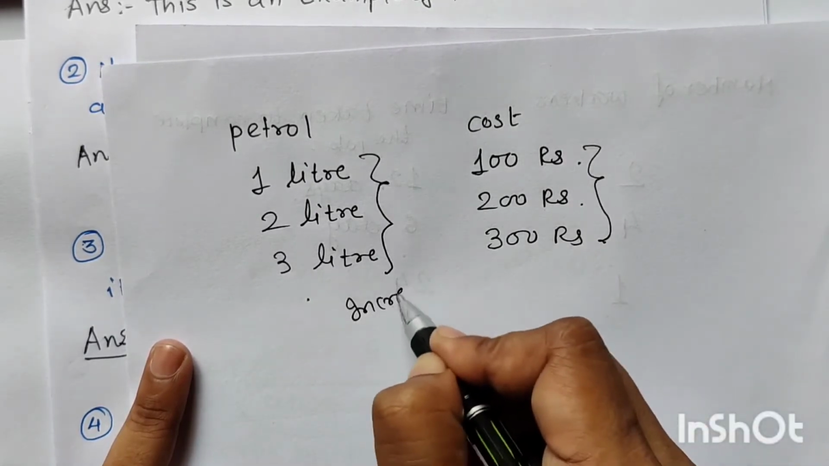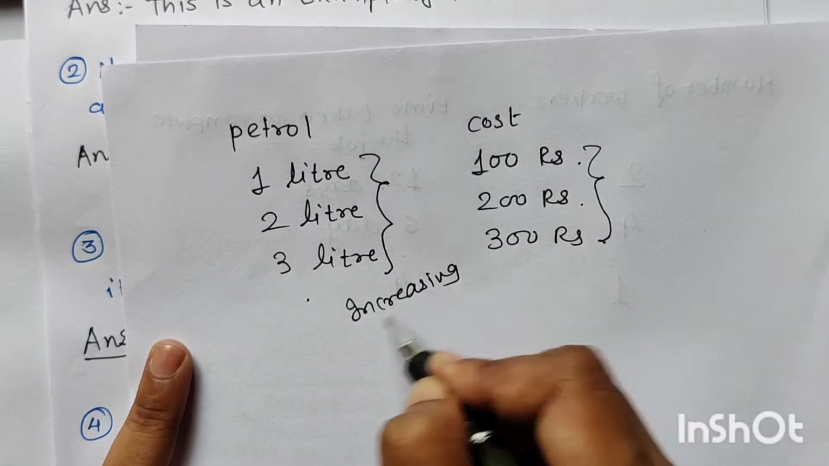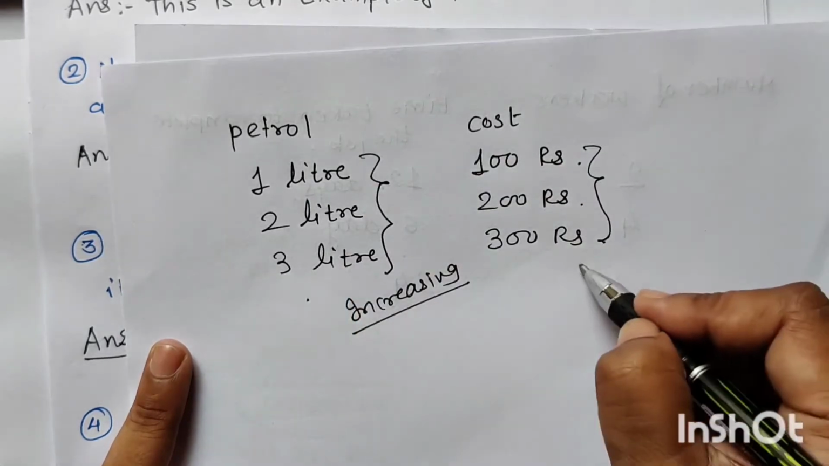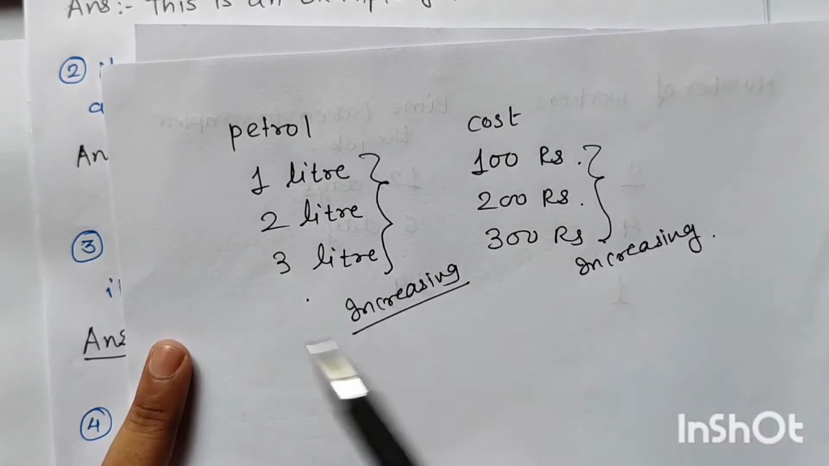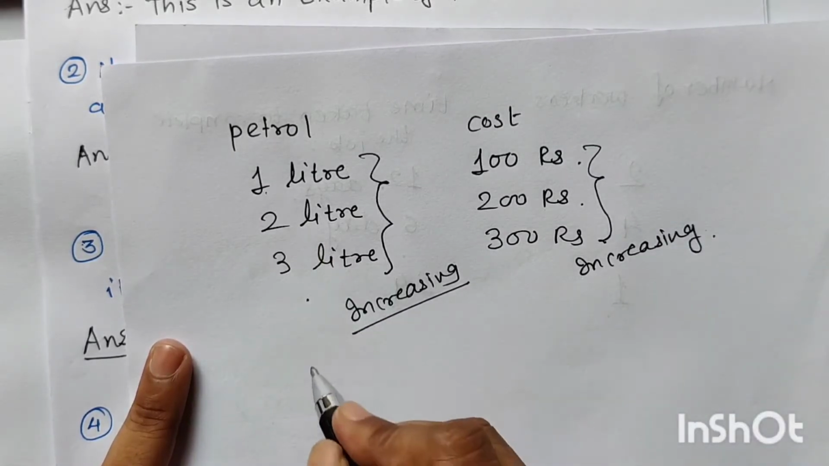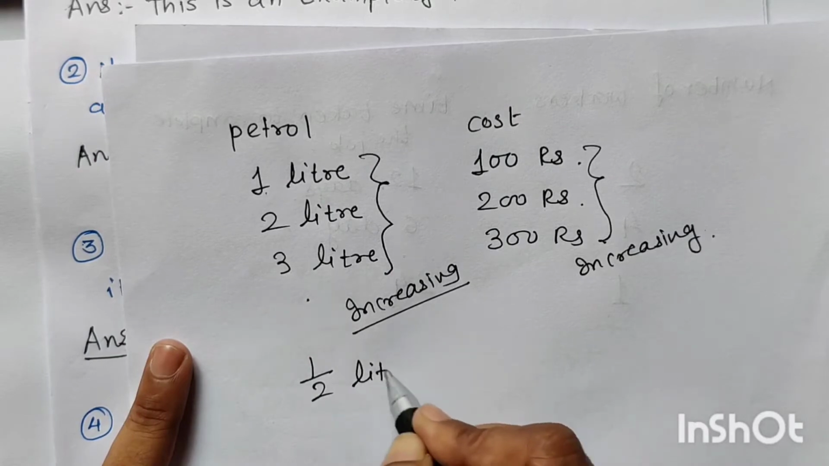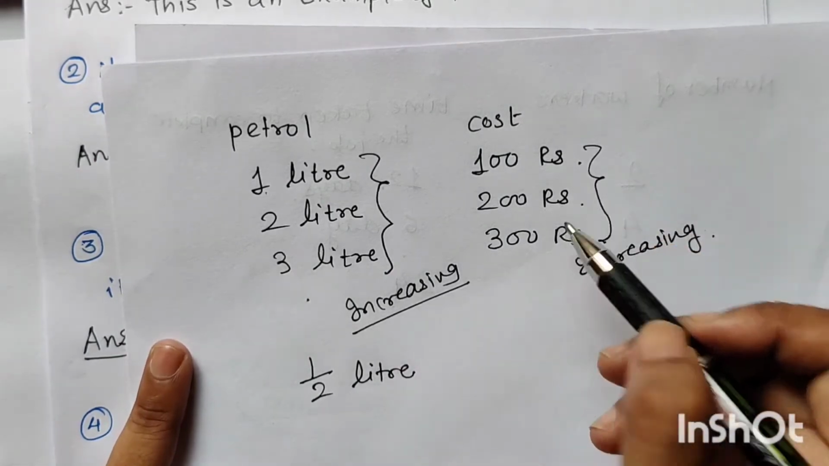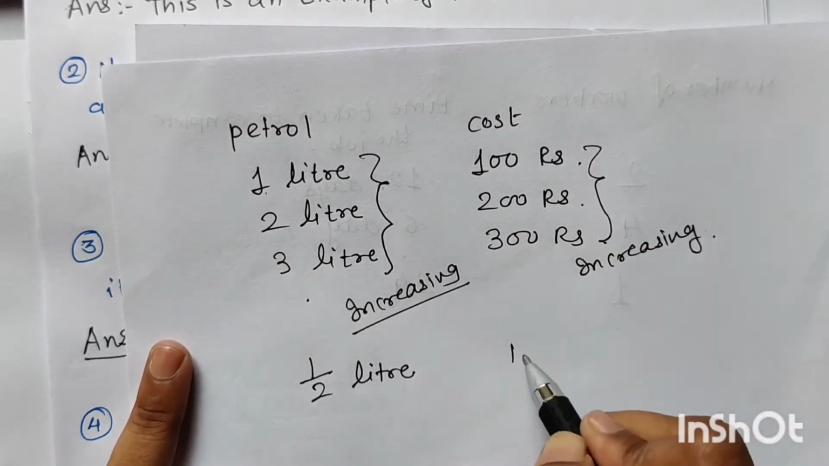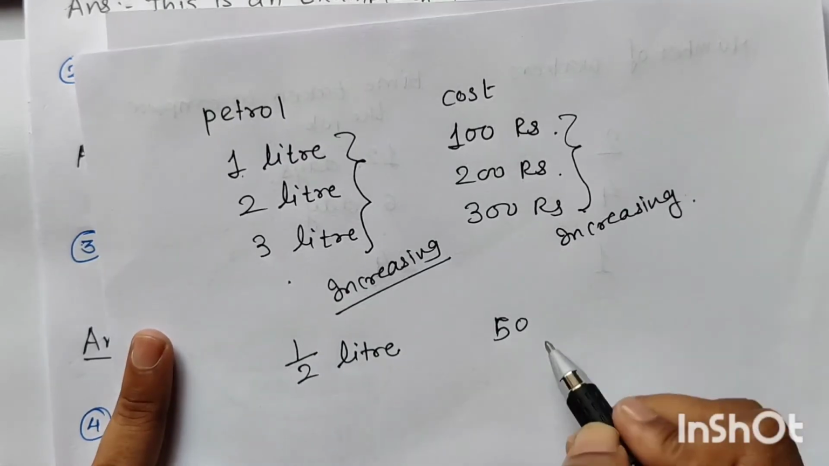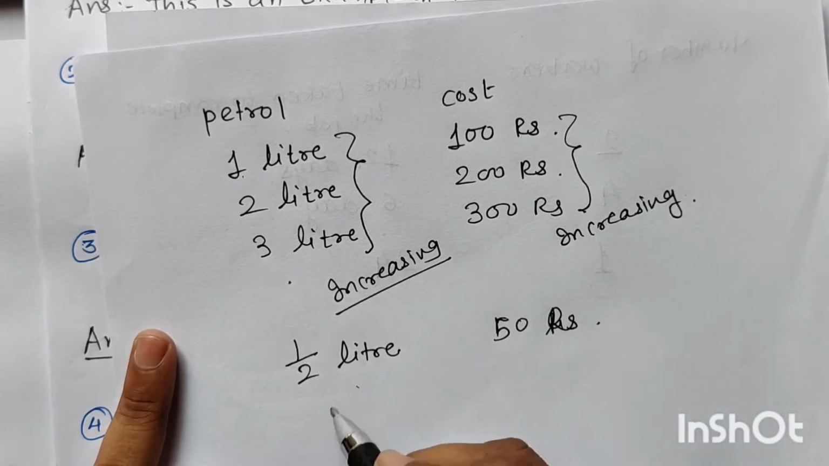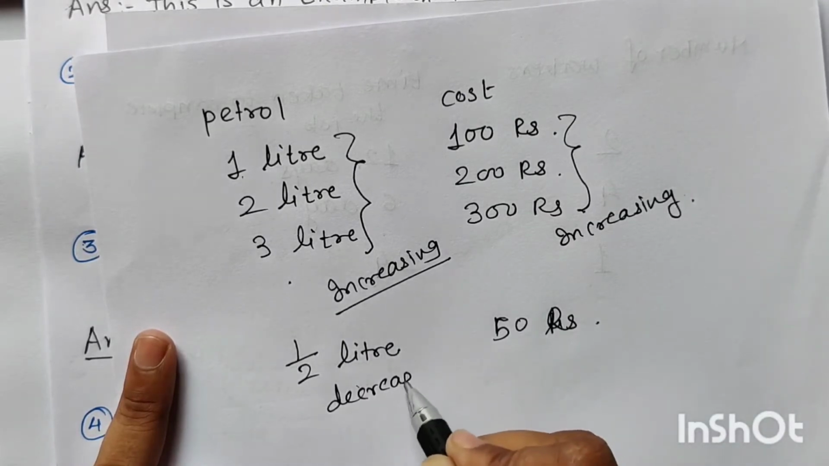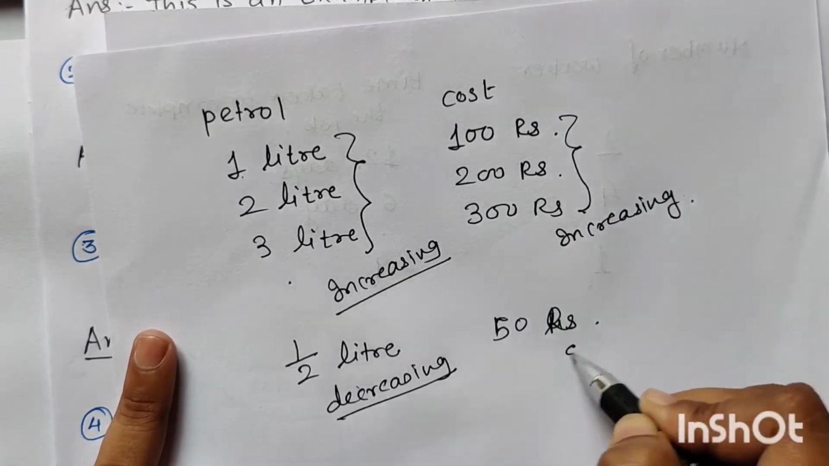Both are increasing at the same time in the same proportion. This is also increasing, one number is increasing, and the second number is also increasing. If in place of 1 liter I put only half liter of petrol, how much will its cost be? It will be only 50 rupees. Correct? So when one number is decreasing, the second number is also decreasing.